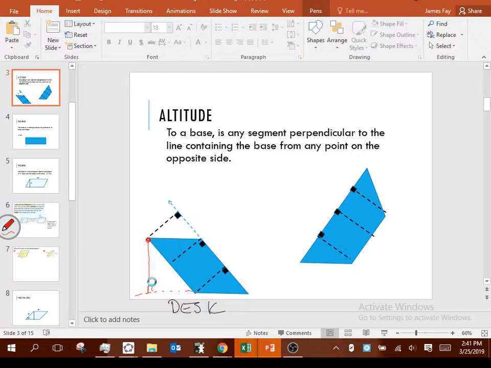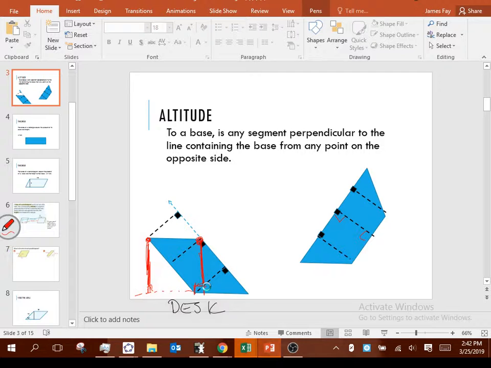How is the one in the middle of the trapezoid an altitude, if it's not from a vertex? It doesn't have to be from a vertex. To be an altitude, they just have to be perpendicular to both bases. So this is an altitude. Would that be an altitude? Yeah, it goes from that base perpendicular to the opposite base, right?